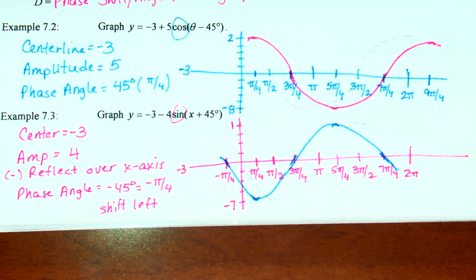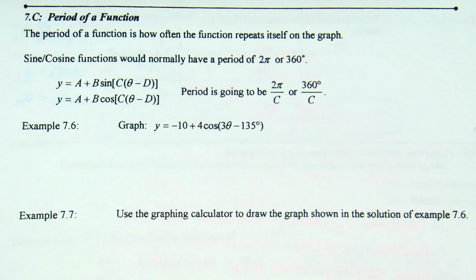So the period of the function is how often the function repeats itself. And our periods we were working with were 2 pi, right? We like it when the period is just 2 pi. However, realistically, that's not always the case. So, sine, cosine functions normally have a period of 2 pi. The difference is when there's a number in front of theta. Okay, that's when we have a difference.